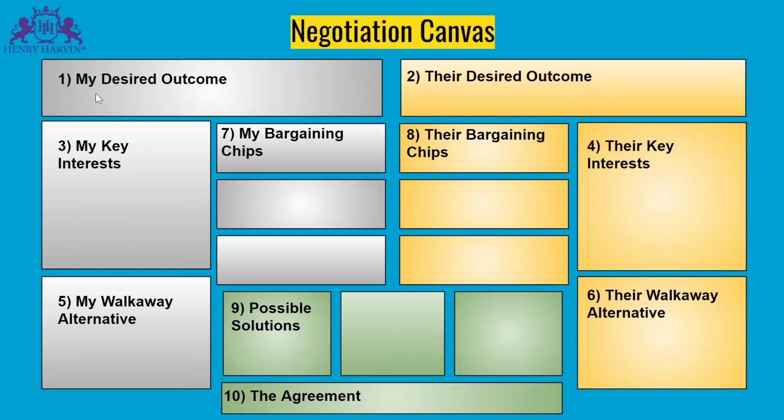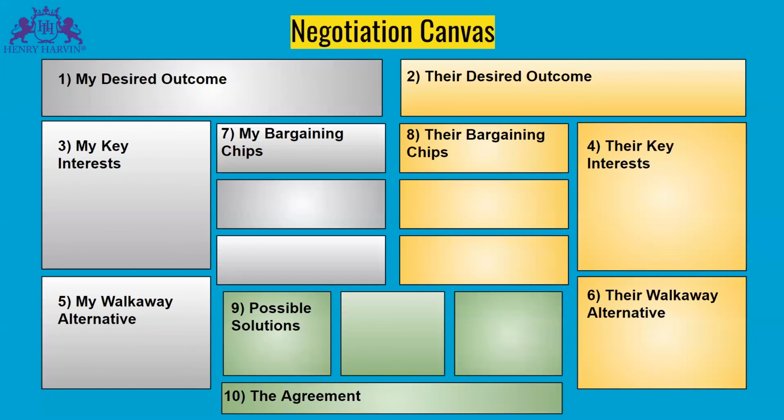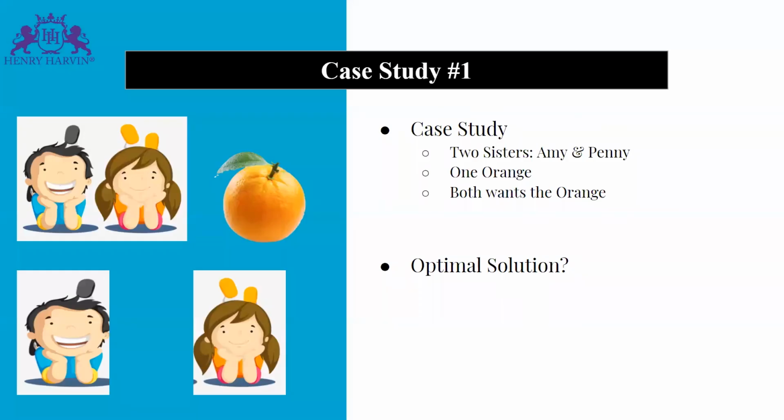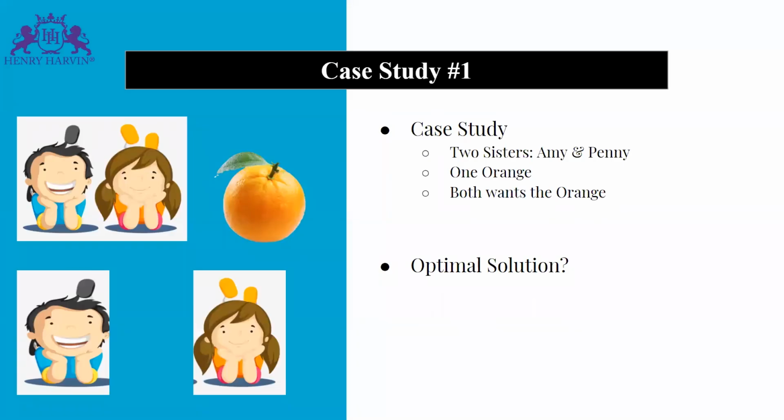So my desired outcome, their desired outcome, my key interests, their key interests, bargaining chips, my walkaway alternative, possible solutions that are there. All right. So this is the negotiation canvas. Now we will work on filling these elements, or you can say this checklist here. Now the case study says 2 siblings, 1 orange, both want the orange.